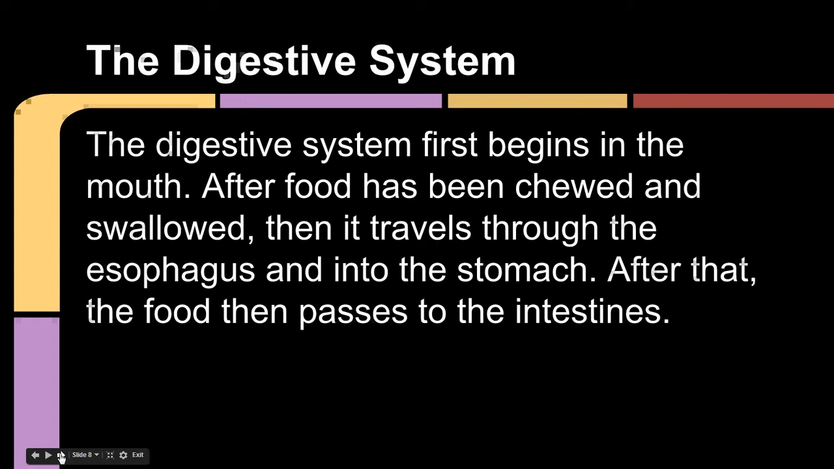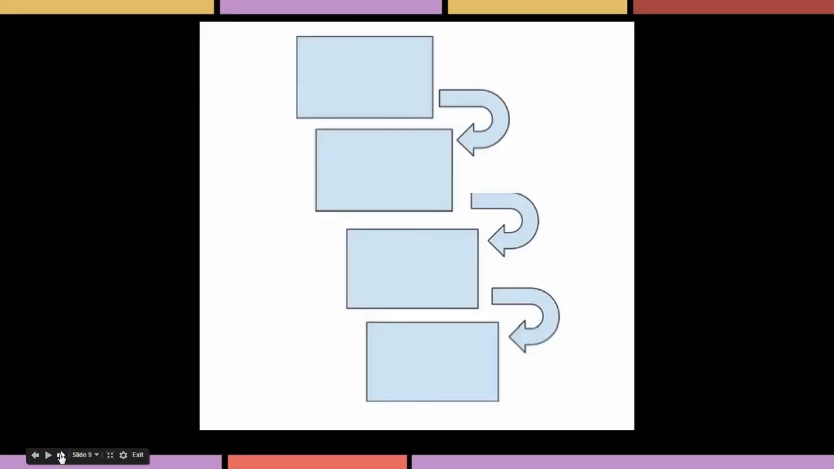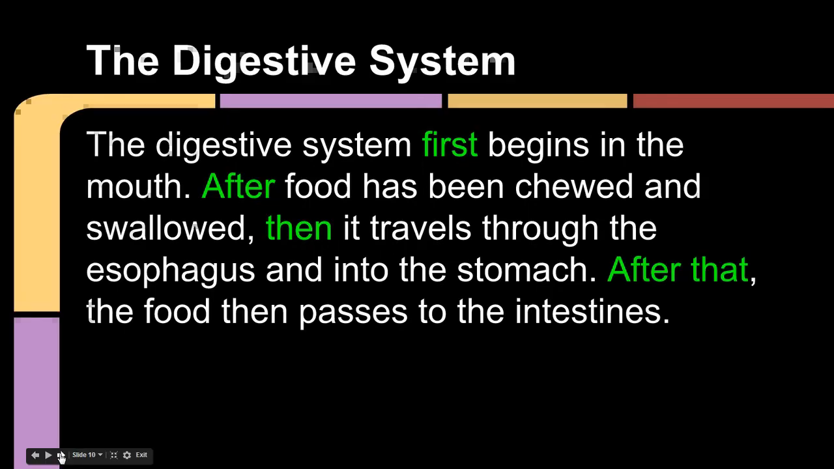All right, I hope you have your scrap piece of paper all filled out. Let's take a look. So you should have this on your scrap paper. Let's go ahead and break it apart. When looking at it, I saw the transition words first, after, then, and then after that. So those are our signal words.